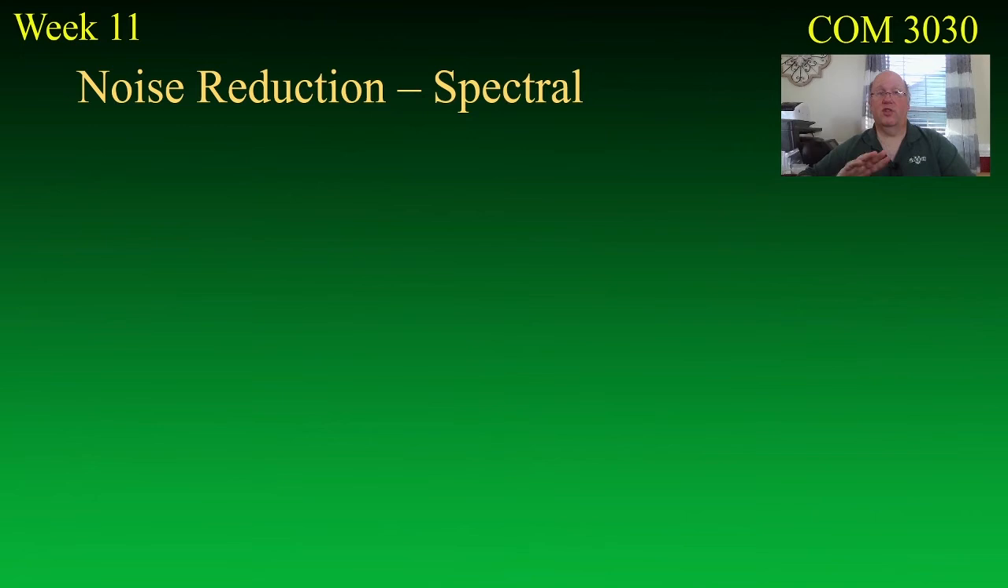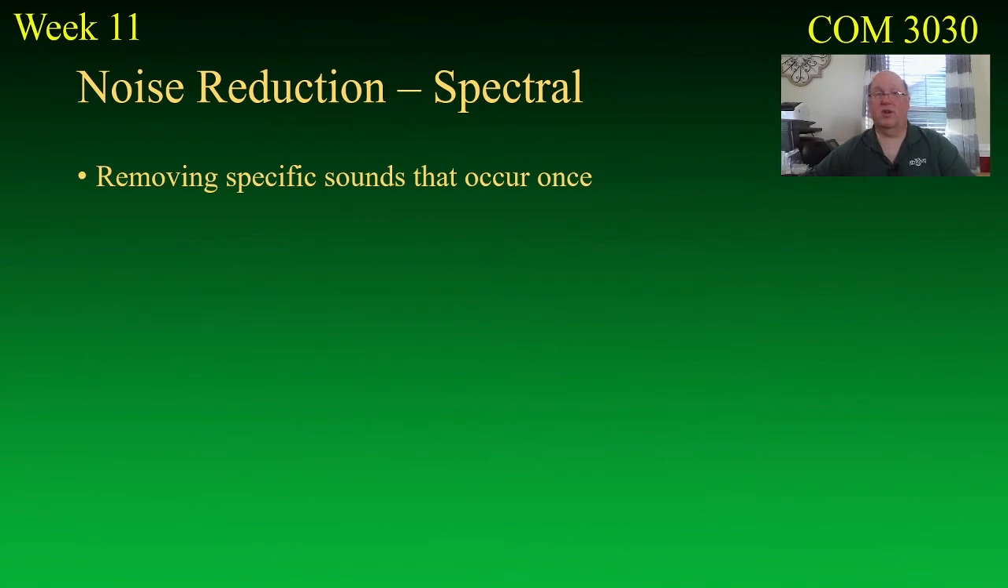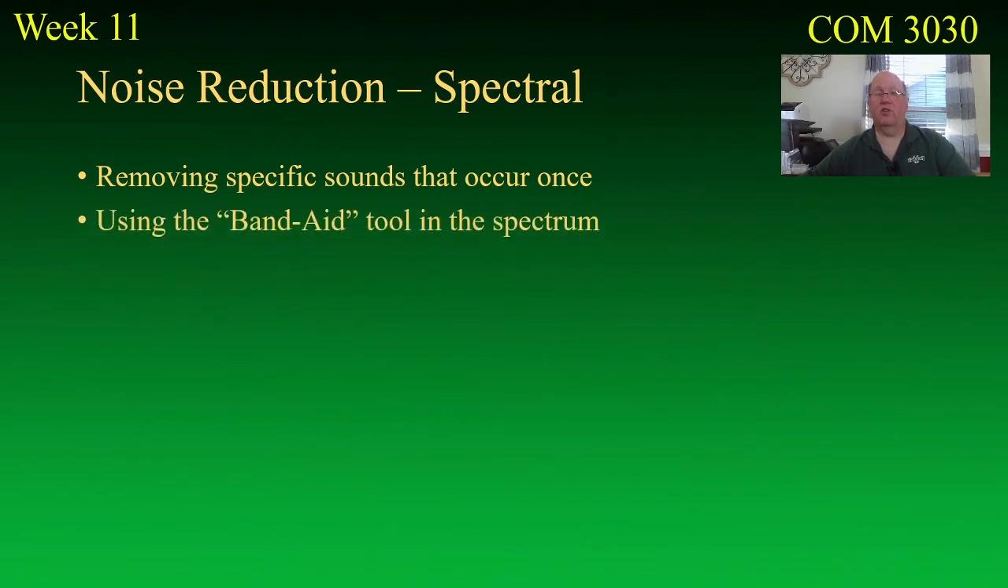Okay, noise reduction, spectral reduction. Now, this is removing specific sounds that occur maybe once or twice. For example, the unwanted cell phone call, or the little bell that rings, or something like that. There, you can use what's called the Bandaid tool in the Spectrum editor to clean that up. And it does actually work. We'll try to find an example of that to show you.